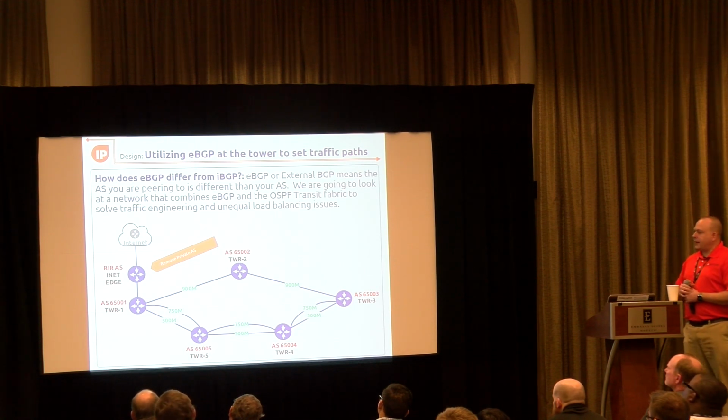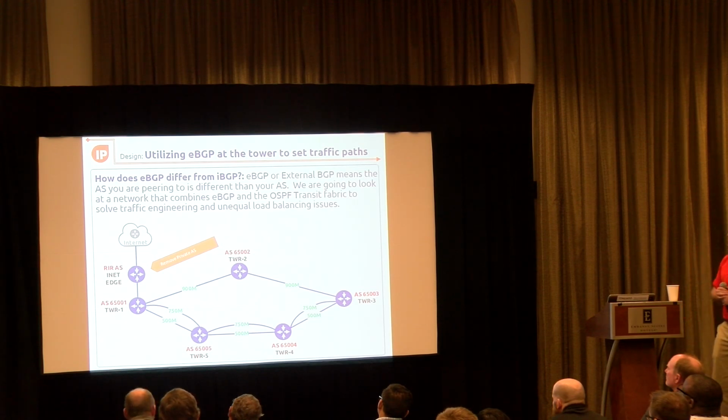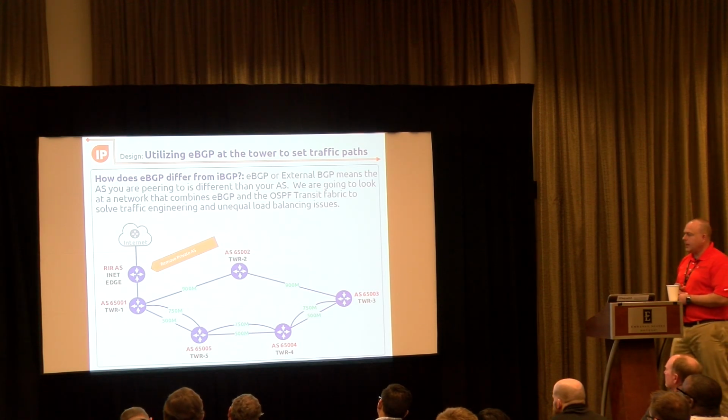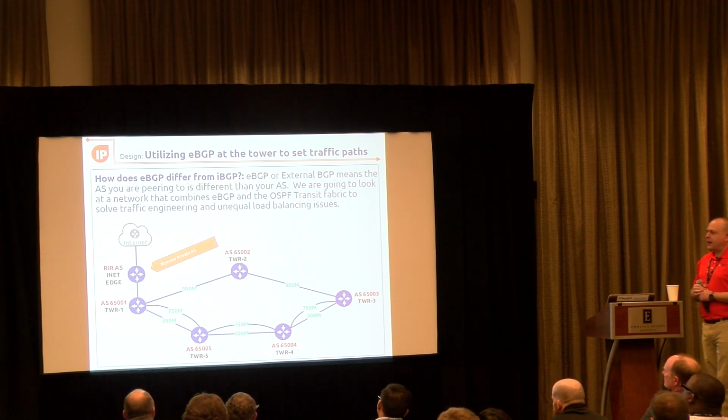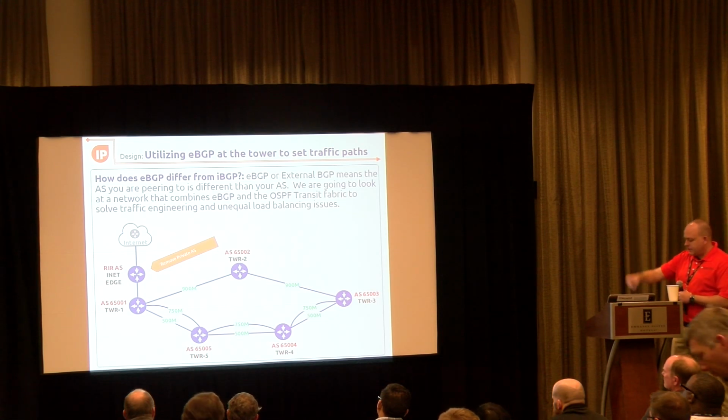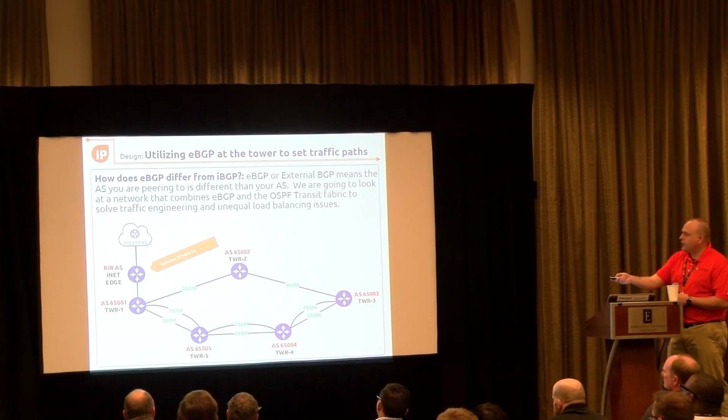So you can see we've got 5 autonomous systems here. These are all in what's called the private range that's reserved by IANA. We've got 65001 at tower 1, 65002 at tower 2, 65003 at tower 3, 65004 at tower 4, and 65005 at tower 5. Now, I put RIRs up here, if you look right there.